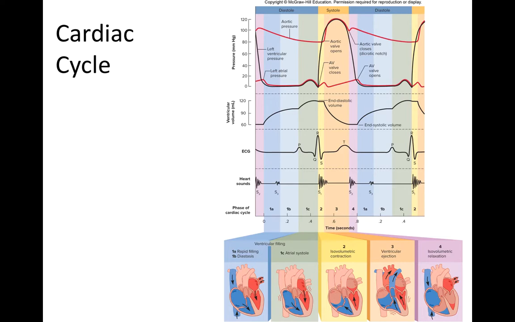We know that the AV valves are open because ventricular volume is increasing. And we can see that the pressure in the left atrium and the left ventricle is fairly low because they are very big and relaxed. And they are very similar because the valve is open between them. So pressure is going to equalize between the two chambers if the valve is open. So that's where we are starting.